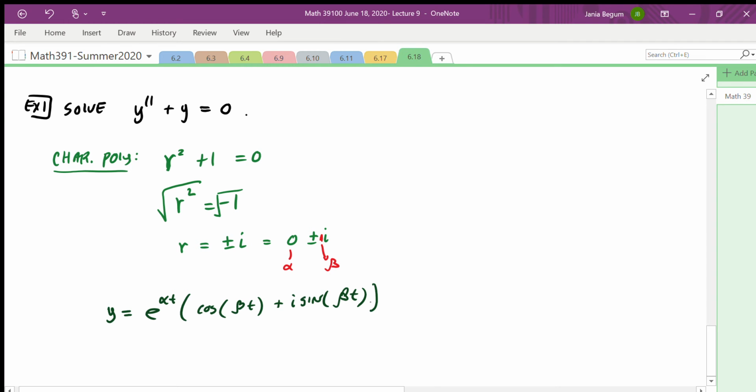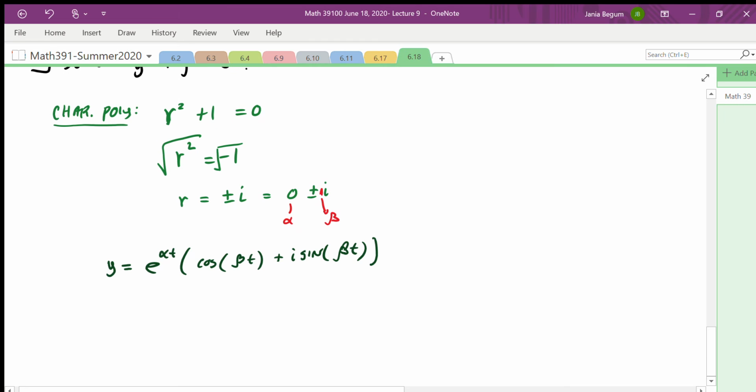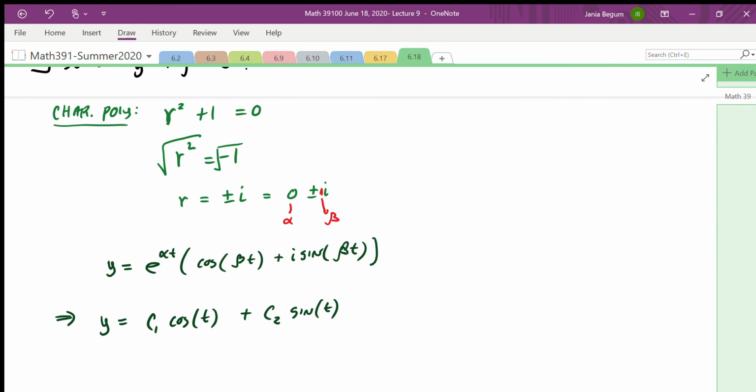So I'm going to break this down a little bit more before we get to the general solution. You can think of it this way. The first solution is the one with cosine, and the second solution is the one with sine. So really what we have as our general solution is y equals e to the 0, which is just 1. So the alpha term disappears. So we have c1 cosine of beta, which is also 1, t plus another constant c2 sine of beta, which is 1 t. So that will be our general solution for this.